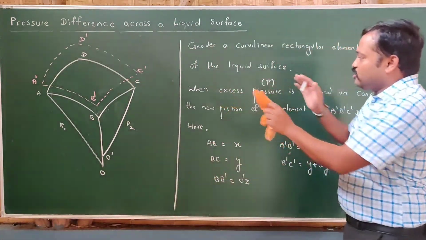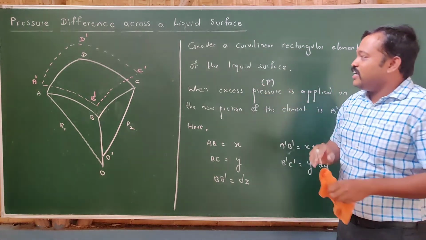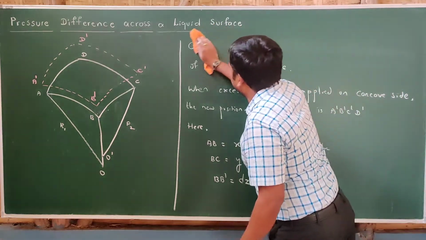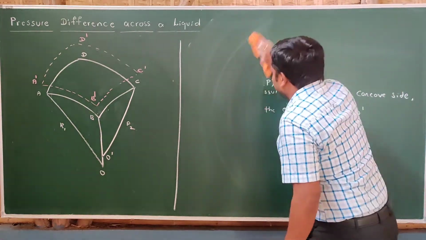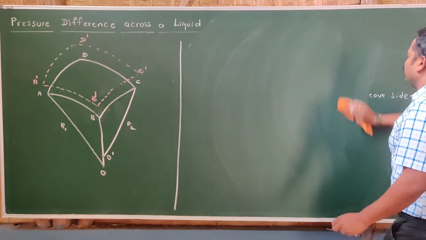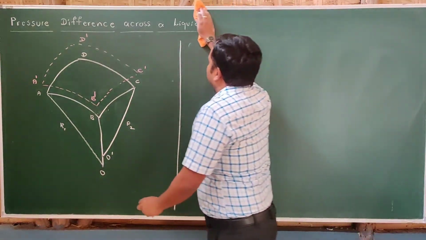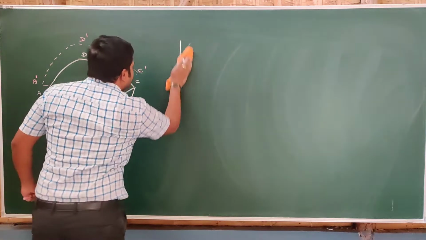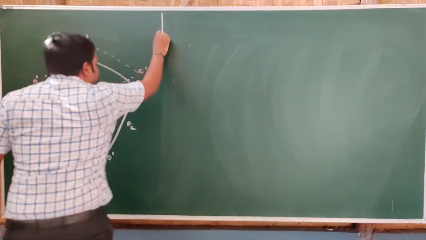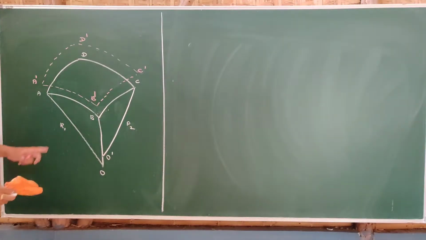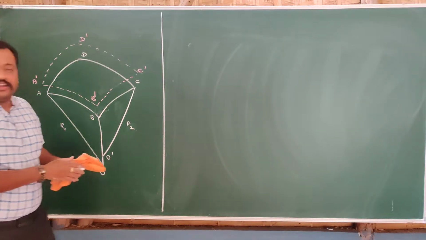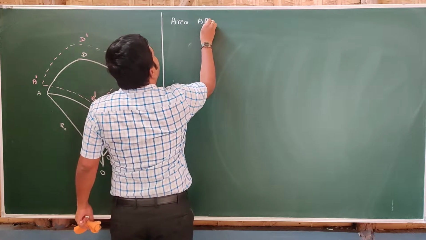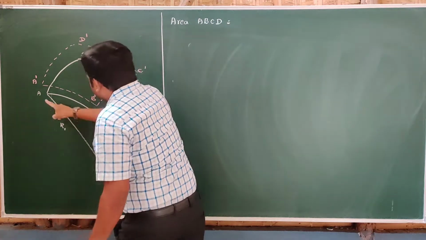So this is just an introduction to what I have taken here. I have taken a curvilinear rectangular element and applied pressure, and when I apply the pressure, it takes a new position, that is A dash, B dash, C dash and D dash. Now, let us go ahead with the deduction. Let us calculate the area ABCD.